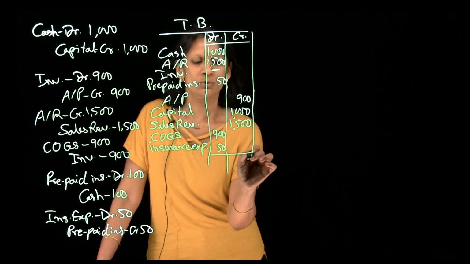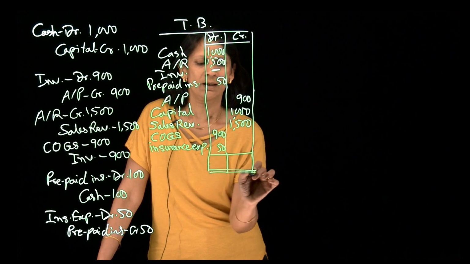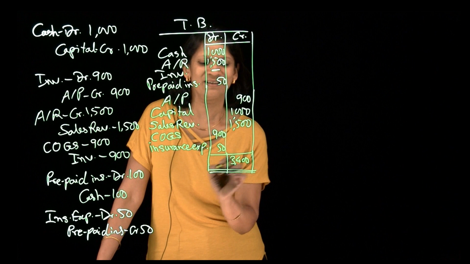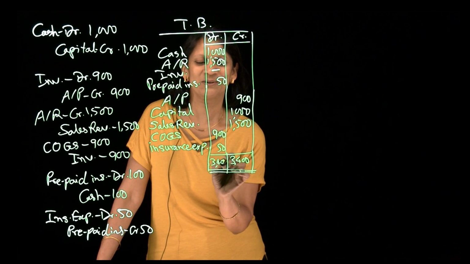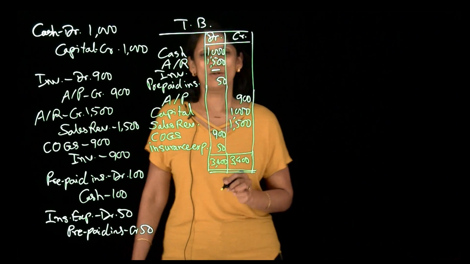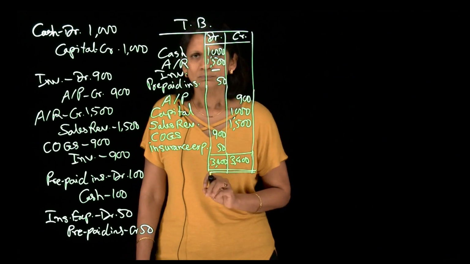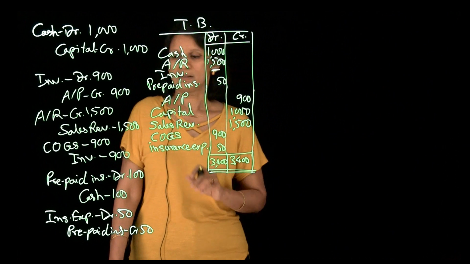So when I close the trial balance, I'm going to make a total of both the sides. Let's not spend time on making the total. Please go ahead and do it on your calculator. And it will be $3,400 on both the sides. So that means my accounting is right, at least to a certain extent.